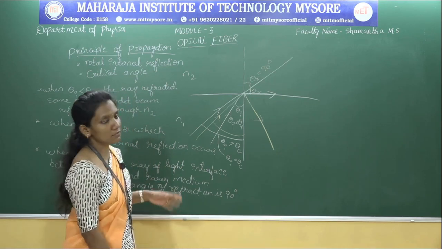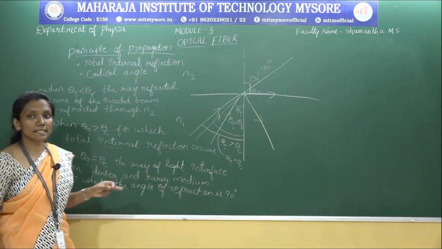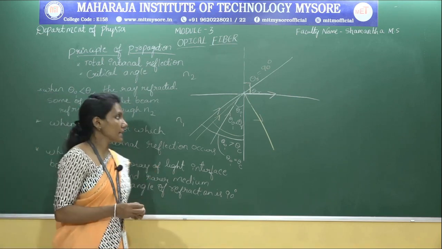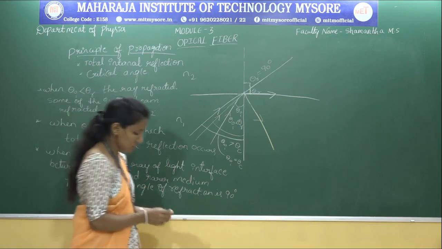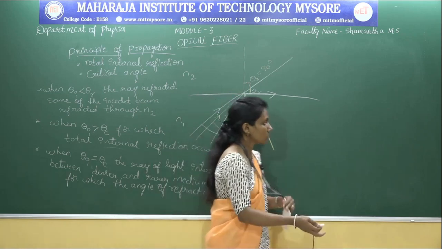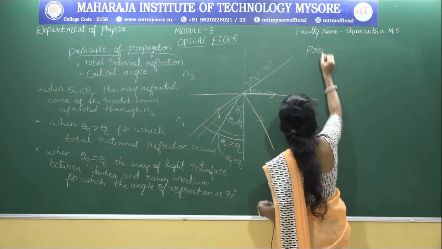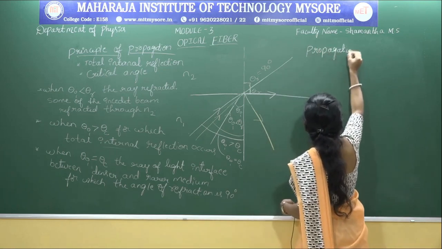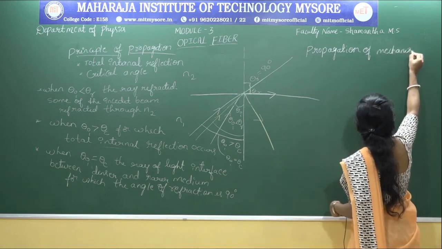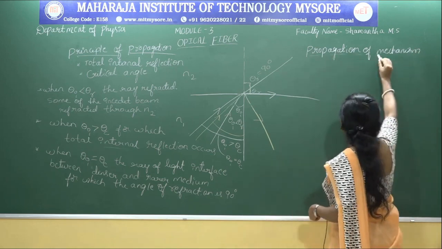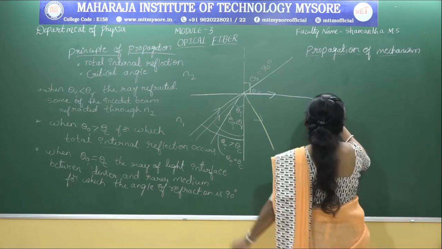So, the optical fiber works on the principle of total internal reflection. At this condition, when the incident angle is greater than the critical angle, the ray of light travels inside by the propagation mechanism. That is when we consider the optical fiber.